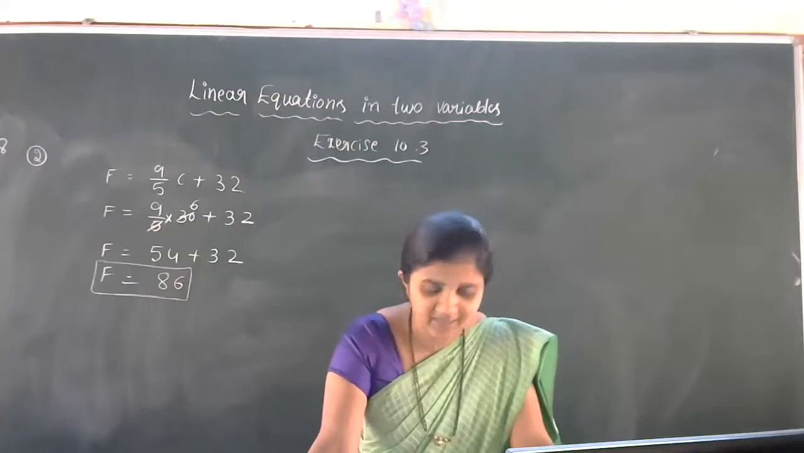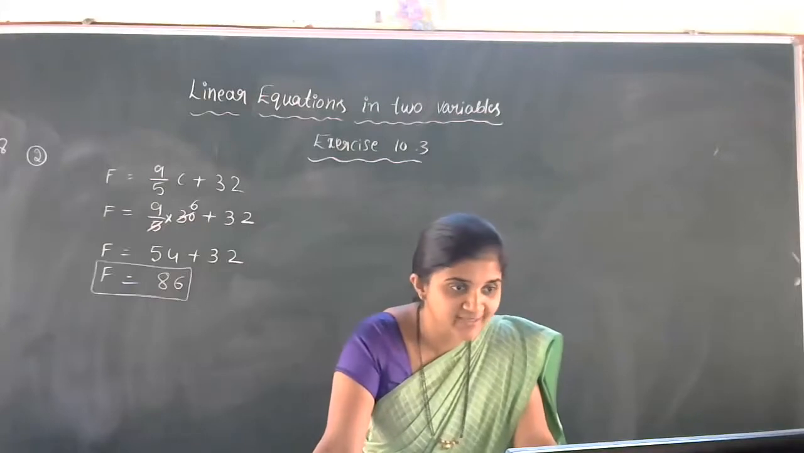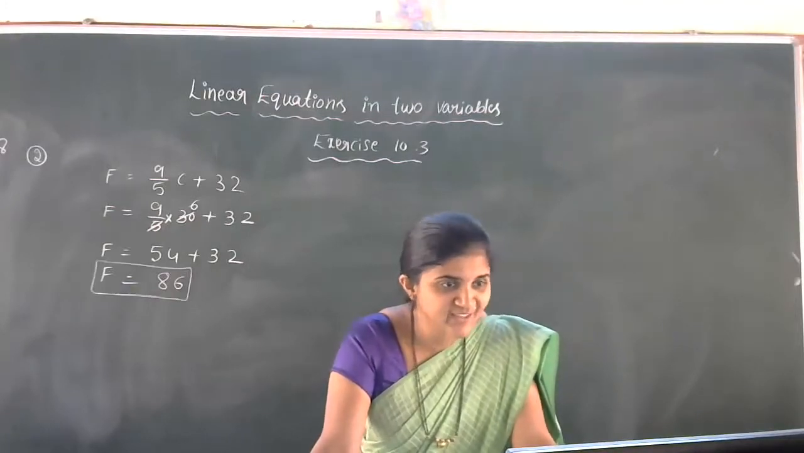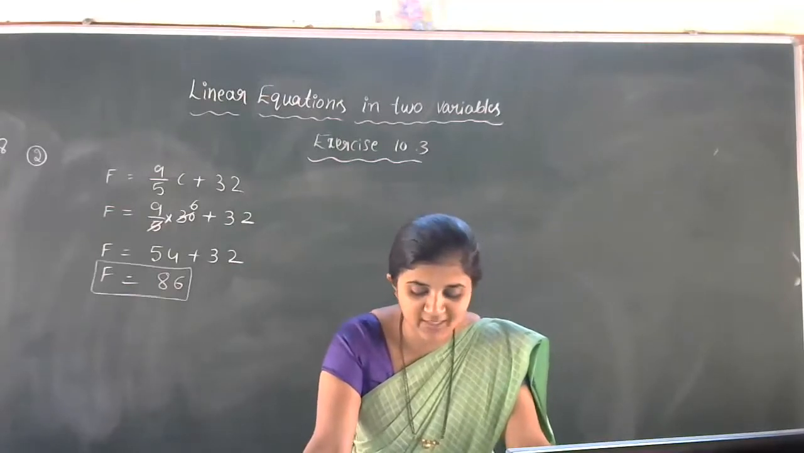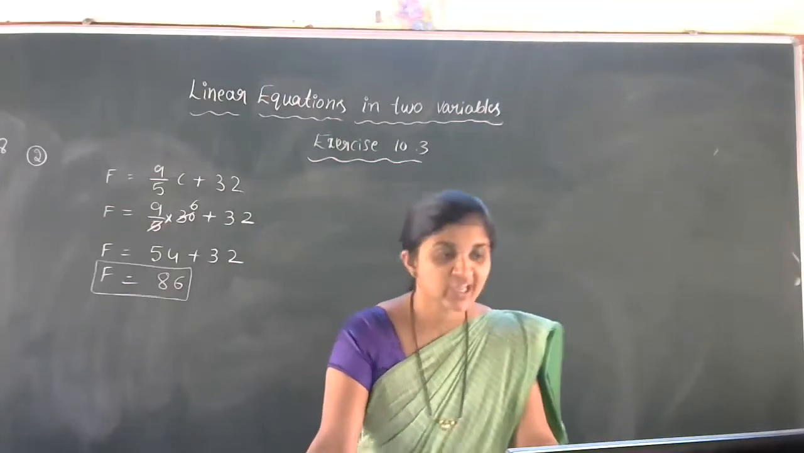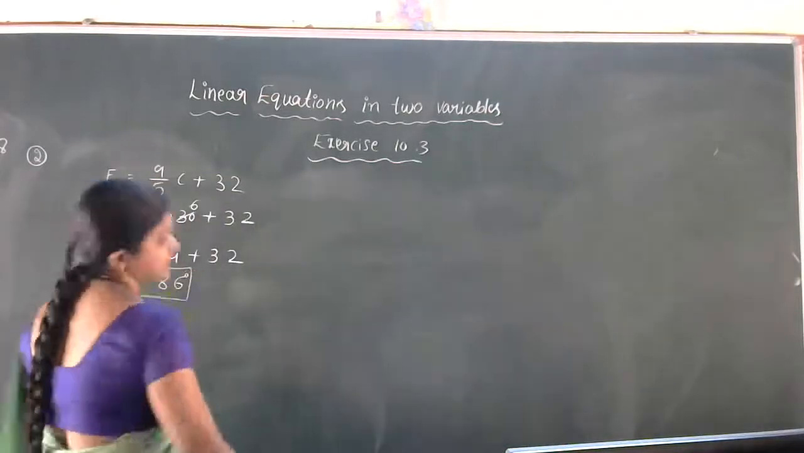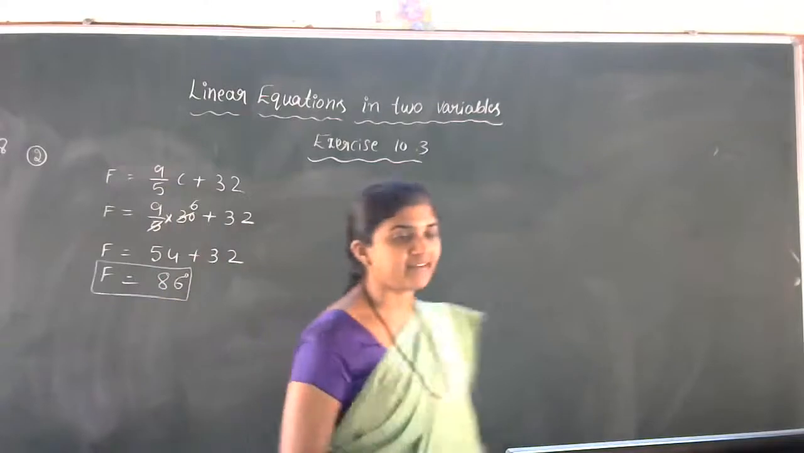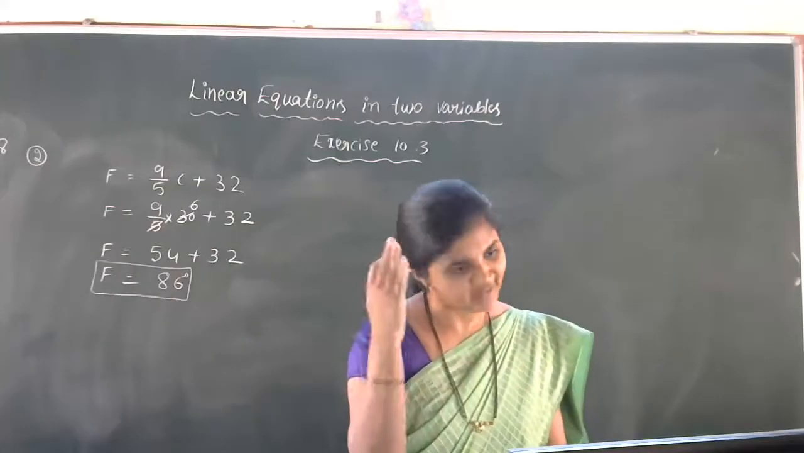Is that clear? 86 degree Fahrenheit. Got the idea on the second one? If the temperature is 30 degrees Celsius, what is the temperature in Fahrenheit actually? So that is 86 degree Fahrenheit. If it is 30 in Celsius, it shows 86 in Fahrenheit.